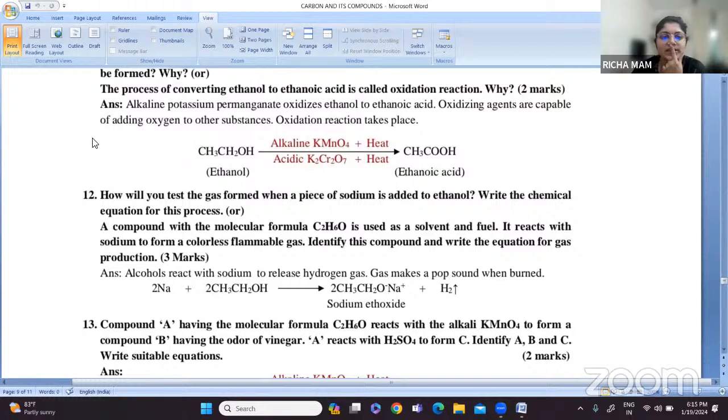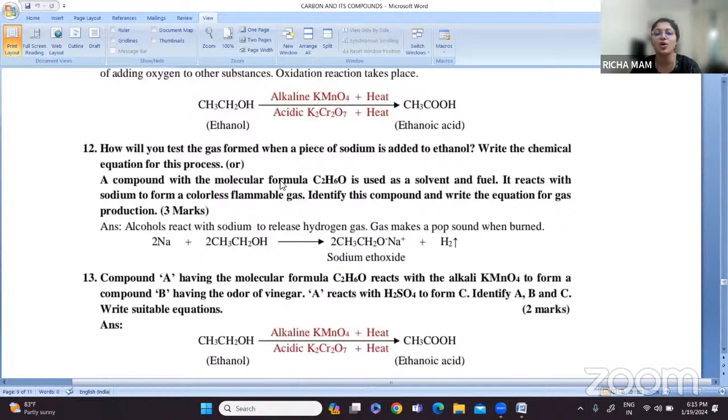So the next question is, how will you test the gas formed when a piece of sodium is added to ethanol? Write the chemical equation for this process.